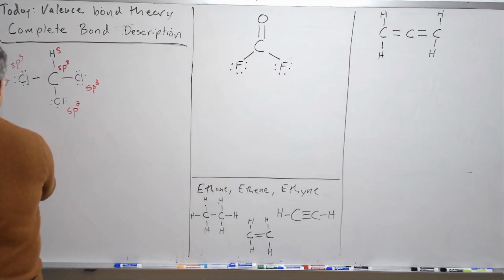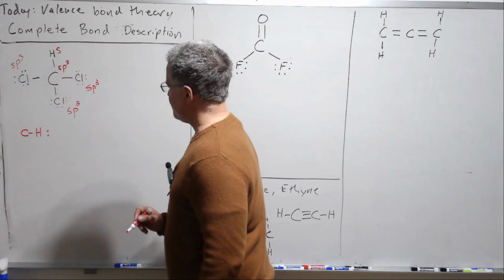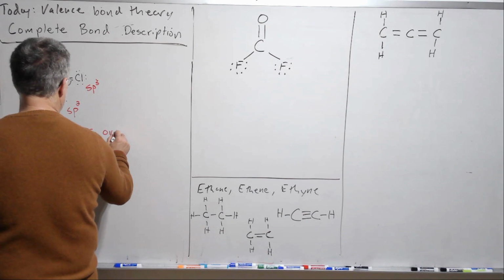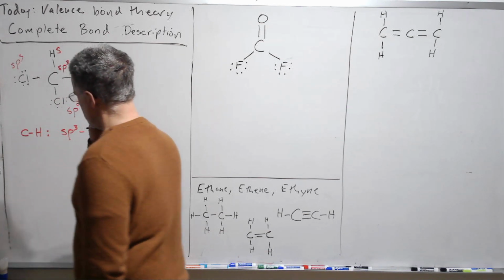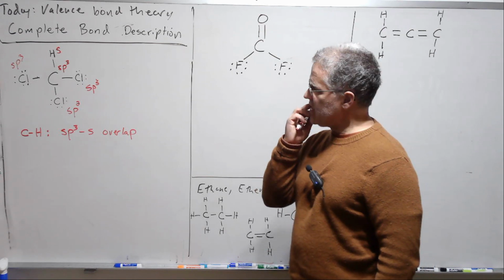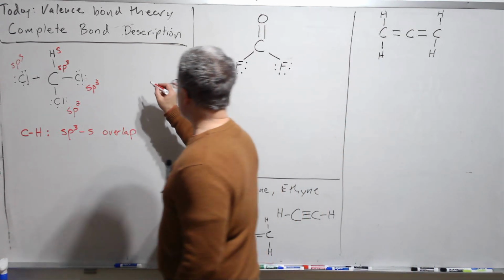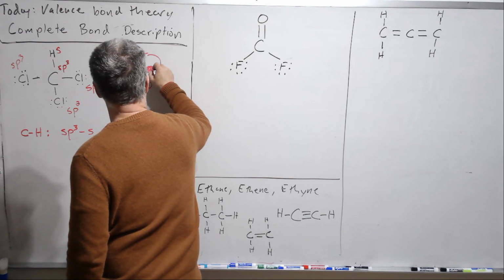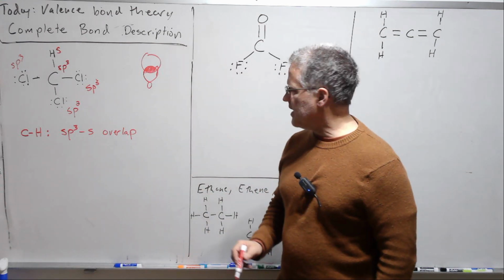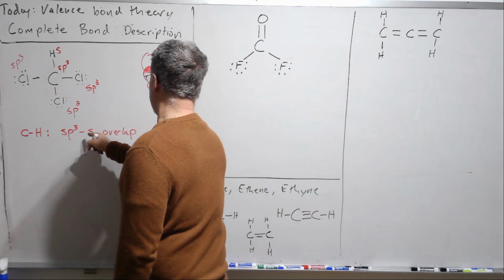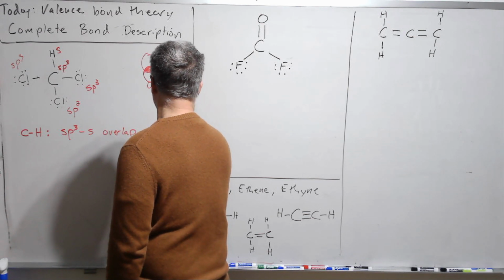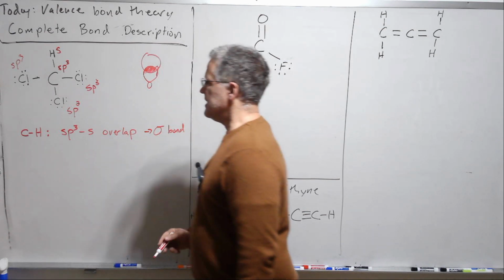We would go C-H colon, sp3 s overlap. Okay? Because an sp3 is overlapping with an s. Let's draw that actually. So I've got an sp3 and the s, and we're forming a sigma bond. So an sp3 s overlap, sigma bond. Okay.